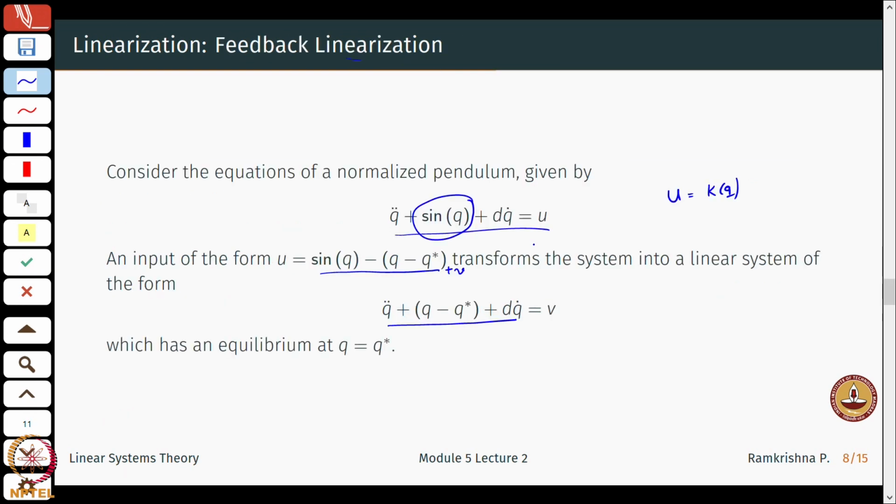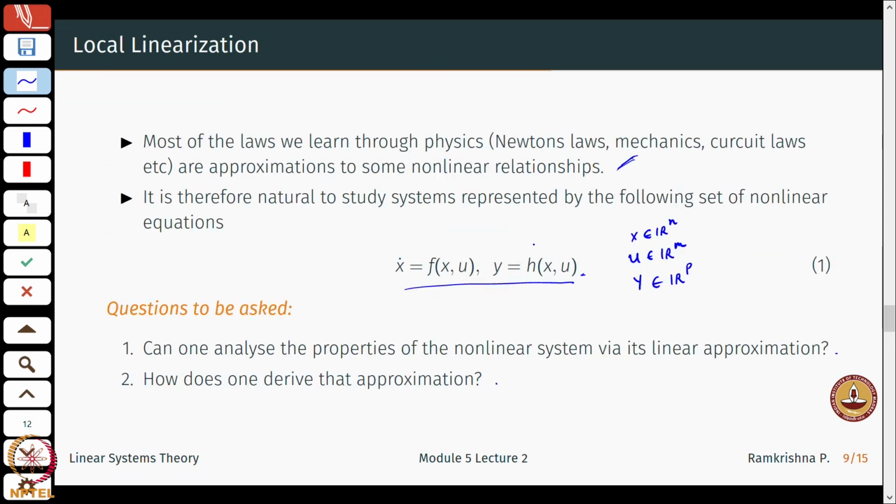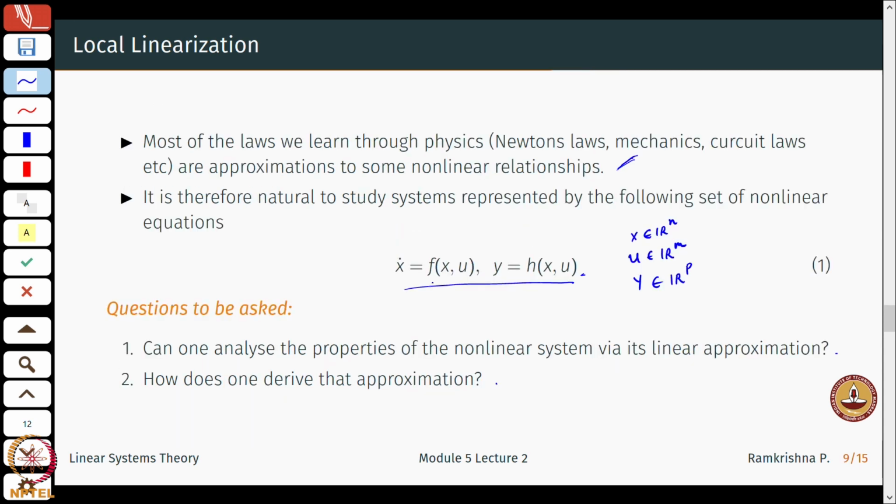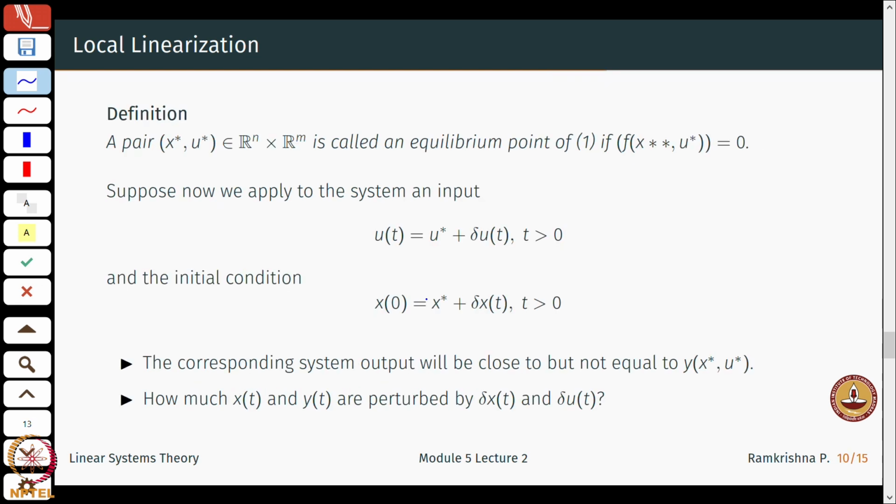So, these are more systematic processes, but can we do something simpler just to suit our purposes at the moment and also answer some really basic questions? Okay. So, let us go back to start with the nonlinear setting x dot equal to f of x comma u. The definition says the pair x star, u star is called an equilibrium point if f evaluated at x star, u star is just 0.